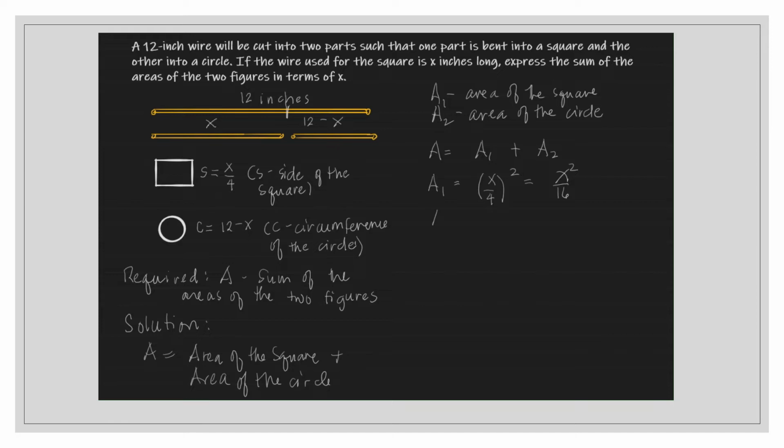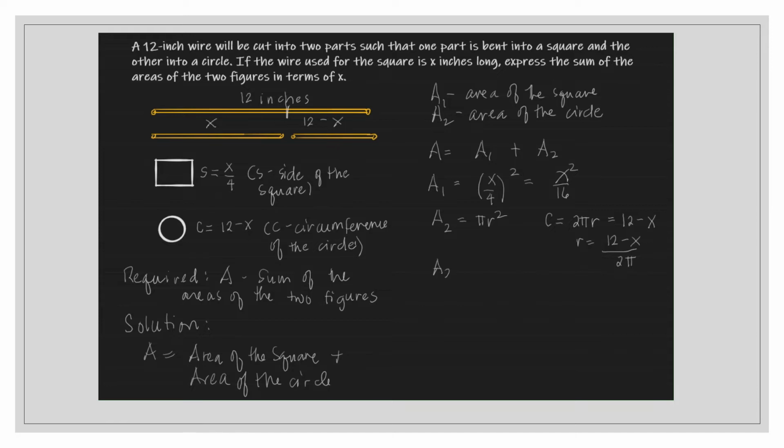Now for the circle, A2, we know that the formula for the area of the circle is pi r squared. However, we need an expression that is in terms of x. So we need to replace the radius with an expression in terms of x. So we will be using the circumference. We know that the circumference of the circle is 2 pi r, and it is equal to 12 minus x based on the given. So here r is 12 minus x all over 2 pi.